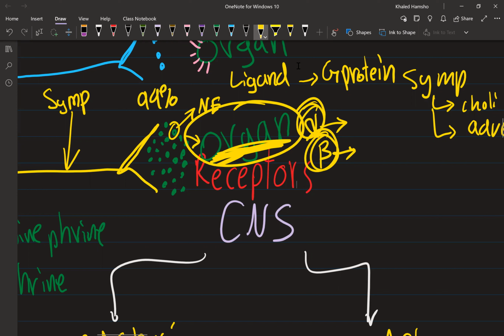Yeah. Okay. So this norepinephrine will bind either to alpha or beta receptors.